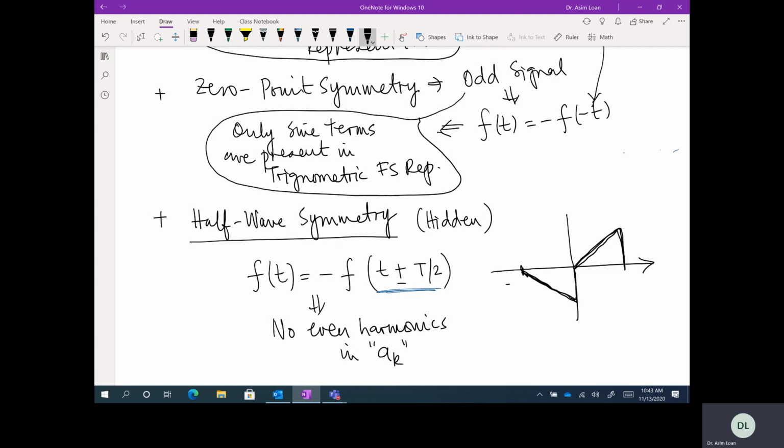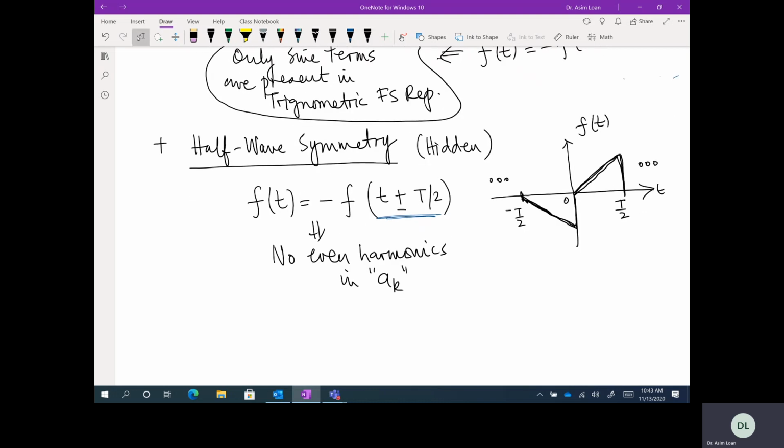So this is minus T by 2, this is 0, this is plus T by 2, this is T, and this is f of t. Obviously this is a periodic signal, so it goes here and goes here. If I shift it first, to the left, I'll get this signal over here, and I'll get this signal over here, right?